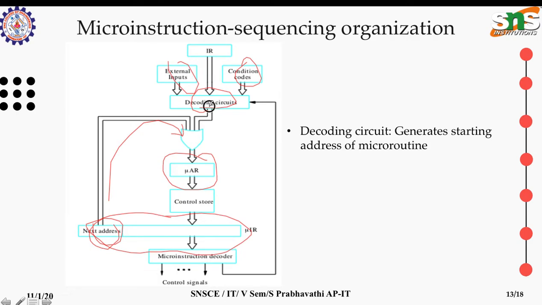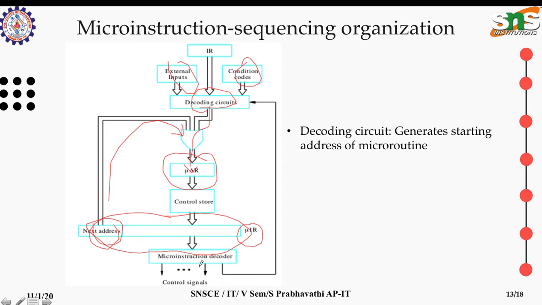Okay, at the very first time this address is picked by the micro address register, and the same address is used to get the control word from this control store. Along with that control word, here we are saying micro instruction register instead of control word, because this control word will have, along with the control signals, the address of the next instruction.